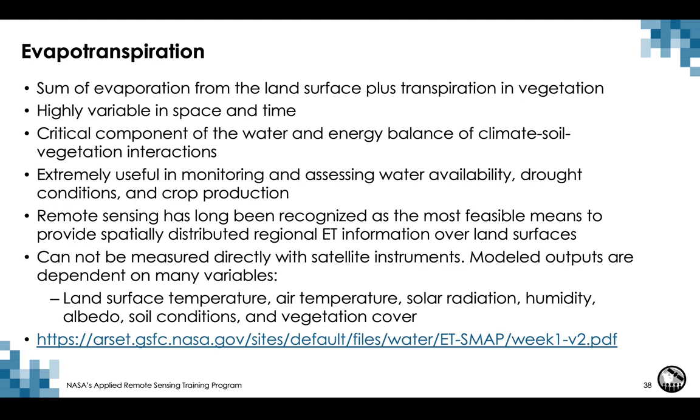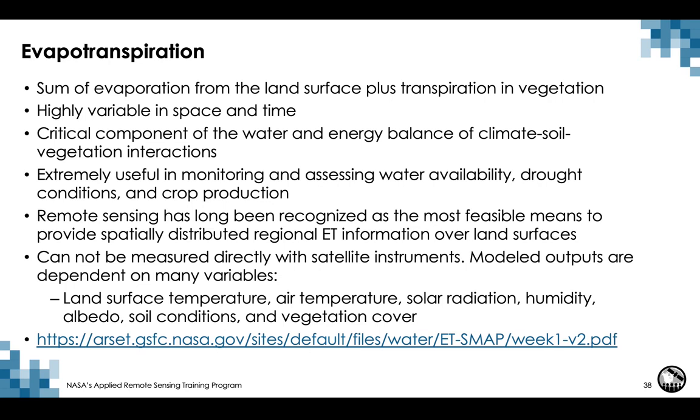Evapotranspiration, or ET, cannot be measured directly with satellite instruments. It's calculated through modeled outputs which are dependent on many variables, such as land surface temperature, air temperature, solar radiation, humidity, albedo, soil conditions, and vegetation cover.